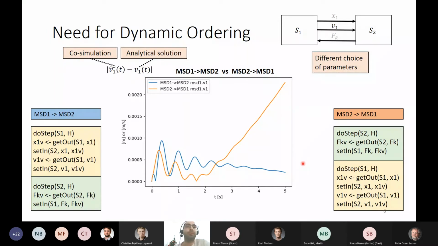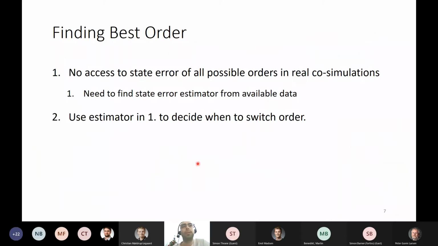We need an adaptive master algorithm, and a master algorithm that will at any point pick this order or this order depending on some estimate of the error it's making. And as I said before, we don't have access to the analytical solution in a real co-simulation, so we can't just make this plot and solve the problem. So we need to figure out how to find the best order. And for that, there's 2 steps involved.